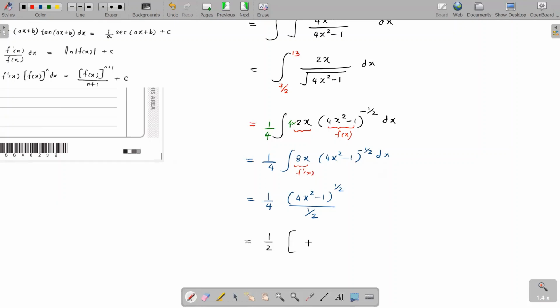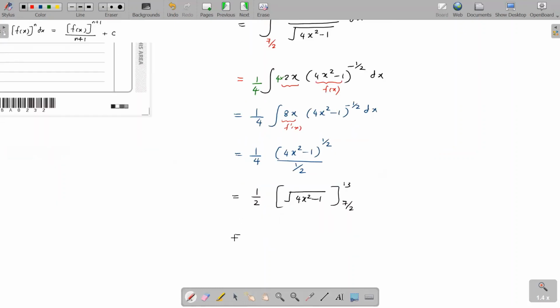And so we'll apply the limit to root 4x square minus 1, right? Power half. The limits are from 7 over 2 to 13, so I just keep the half outside, okay? Keeping half outside, what do I get here? Root 4 into 13 square minus 1. How much is 4 into 13 square? 4 into 13 square is 169 minus 1. Subtracting square root of 4 into 49 over 4, 7 over 2 square minus 1.